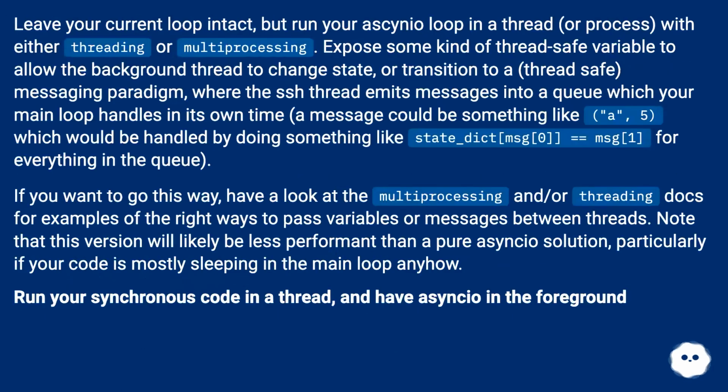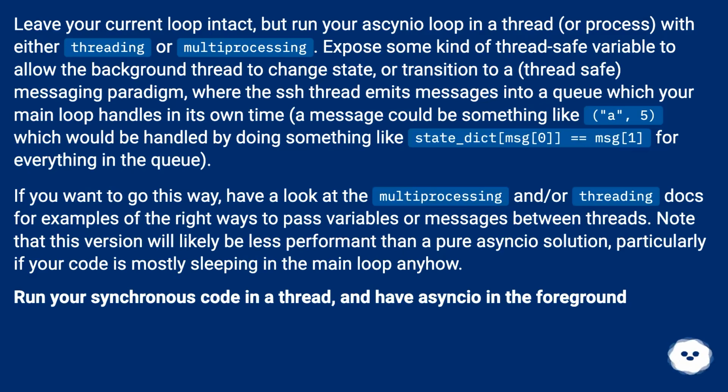Run your asyncio loop in a thread. Leave your current loop intact, but run your asyncio loop in a thread, or process, with either threading or multiprocessing. Expose some kind of thread-safe variable to allow the background thread to change state, or transition to a thread-safe messaging paradigm, where the SSH thread emits messages into a queue which your main loop handles in its own time. A message could be something like a tuple, which would be handled by doing something like state_dict[msg[0]] = msg[1] for everything in the queue.